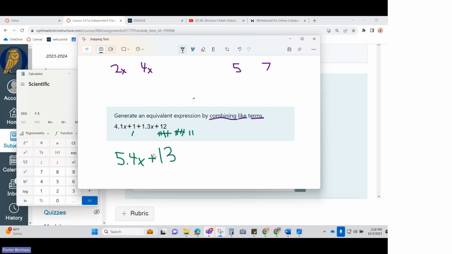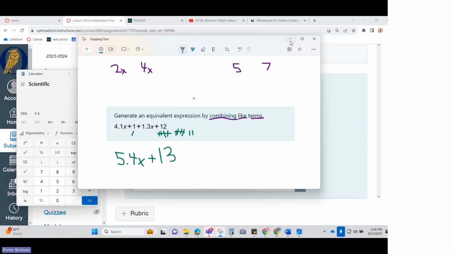5.4x plus 13. X does not mean times anymore in math. To say times, we do a dot, not an X. X means X now in math. We have 5.4 x's and 13 ones. Let's see if that's right.